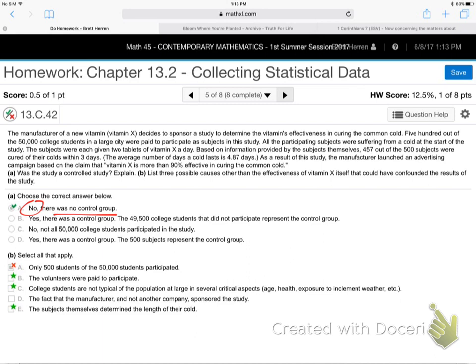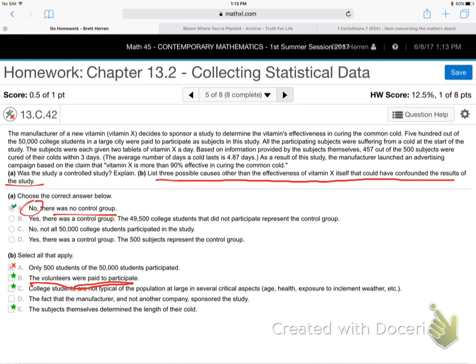All right. Question B. List three possible causes that confound the study. Three reasons it's a bad study. All right, I'm giving it to you there. Do you guys see the reasons there? Did that occur to you? Did you notice that the volunteers were paid?